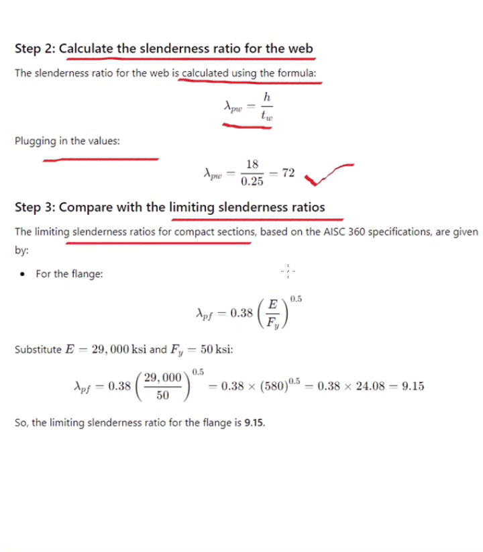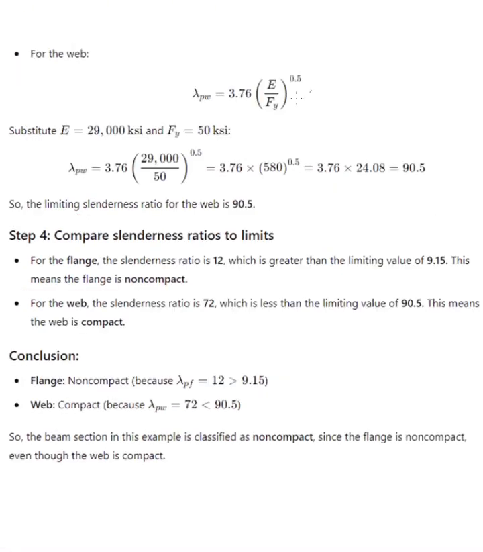The limiting slenderness ratios for compact sections based on AISC 360 specifications are given as follows. For the flange, lambda PF is this value, and substituting E and Fy, we get 9.15. So the limiting slenderness ratio for the flange is 9.15. For the web also, lambda PW, once we plug in these values and substitute E and Fy, we get 90.5. The limiting slenderness ratio for the web is 90.5.